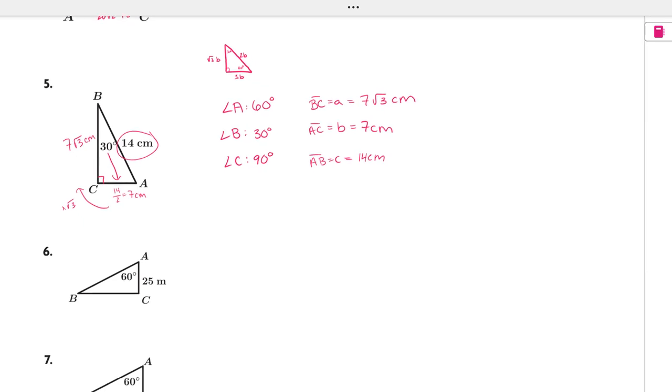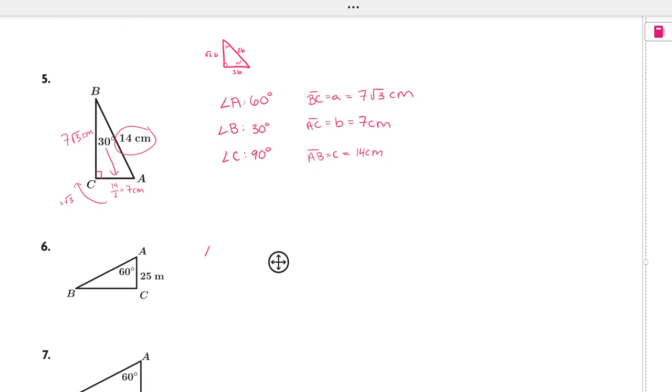Okay, excellent. Question 6. Let's go angle A, angle B, and angle C. So angle A we are labeled as 60 degrees, which makes B 30, since C is 90. So again, we have a 30, 60, 90. So side BC, side AC, and side AB.